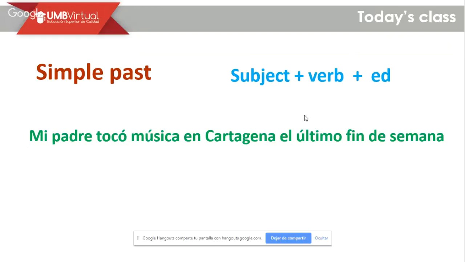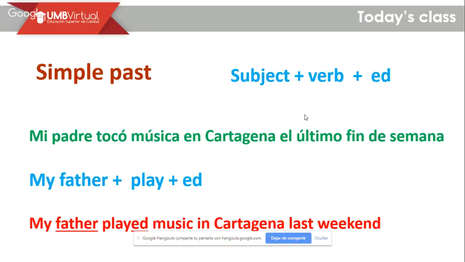I'm going to show you an example how it can work. Por ejemplo, mi padre tocó música en Cartagena el último fin de semana. Here we would need the subject, which would be my father. Then we would need the verb, which would be play. And then we would need to add ed to the verb play to get played. This would look like my father played music in Cartagena last weekend. Okay.